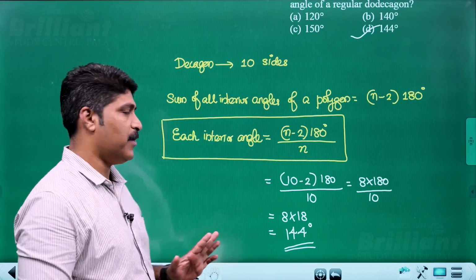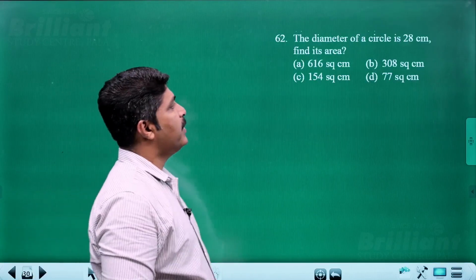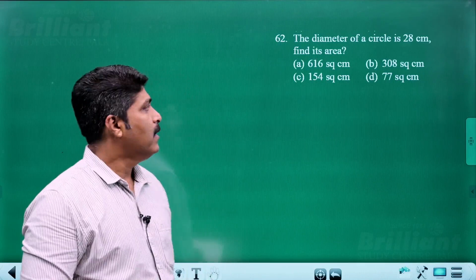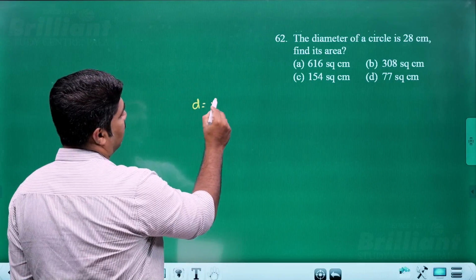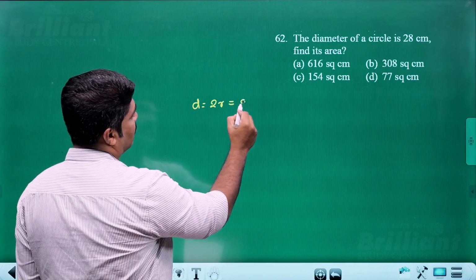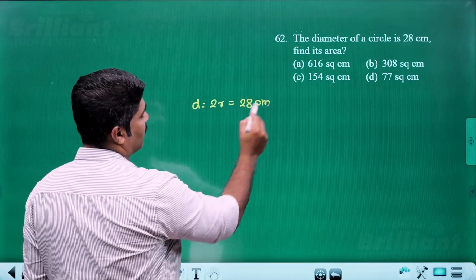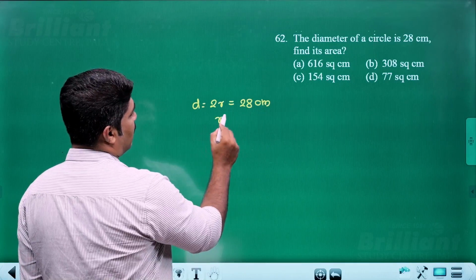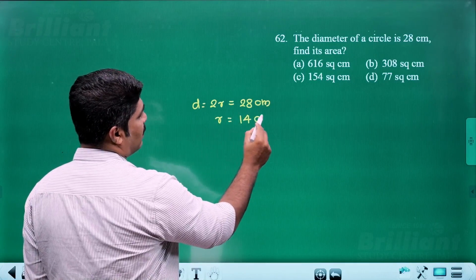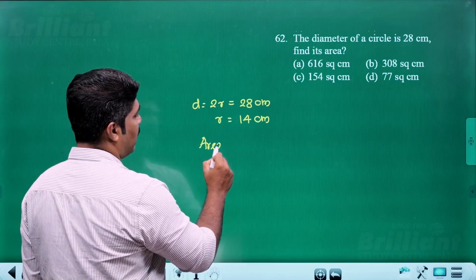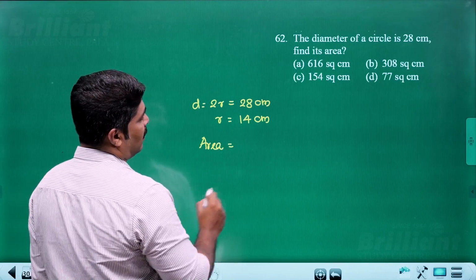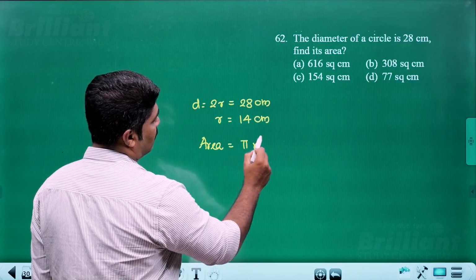The diameter of a circle is 28 centimeter. Find its area. It's a direct question. The diameter is nothing but 2 times the radius, that's equal to 28 centimeter. So therefore, what is the radius? That's equal to 14 centimeter. We are going to find its area. So therefore, area of a circle is pi r square.